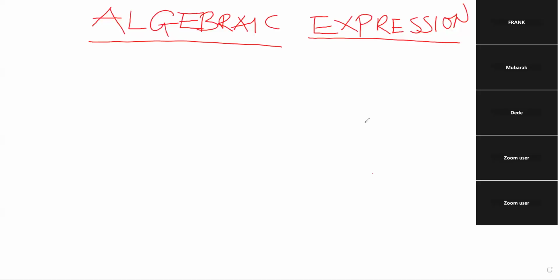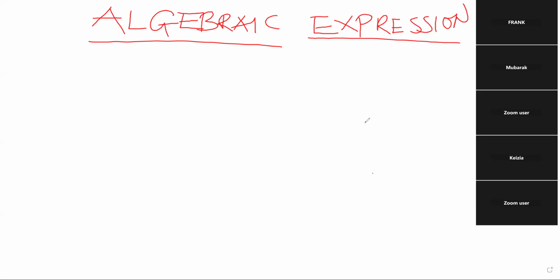All right, so we are going to talk about algebraic expressions. So when we talk about algebraic expressions, what are we looking at? We are looking at a mathematical statement that involves letters and numbers with an operational sign.